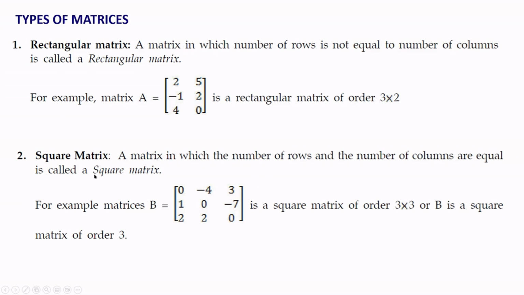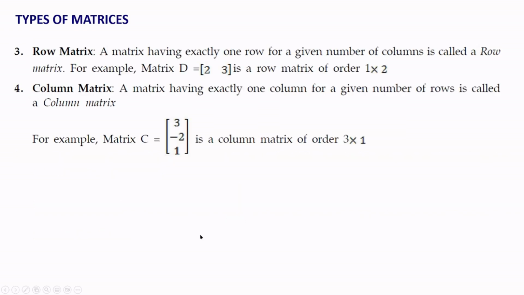The next matrix is a square matrix. A matrix in which the number of rows is equal to the number of columns is called a square matrix. So here if we see this matrix B, it has an equal number of rows and columns. It is a square matrix of order 3 by 3, or we can simply say B is a square matrix of order 3. Here the number of rows is equal to the number of columns.